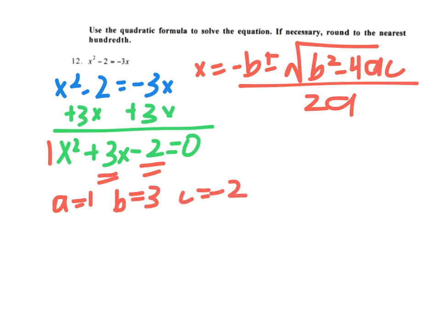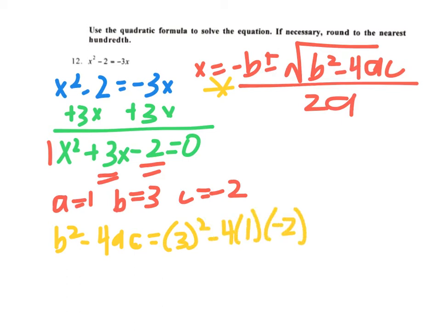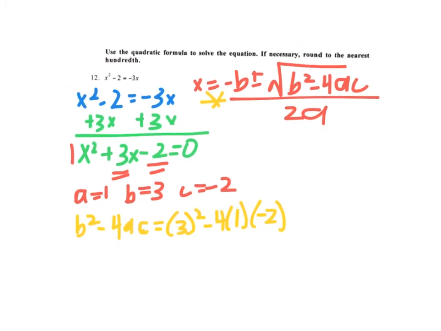Now before I plug it into that big giant equation over here, I'm going to find b squared minus 4ac. It makes your life literally so much easier, so do that. We're going to plug in b, so we're going to have 3 squared minus 4, a is 1, and c is negative 2. I'm going to zoom out just a little bit so I have some more space.